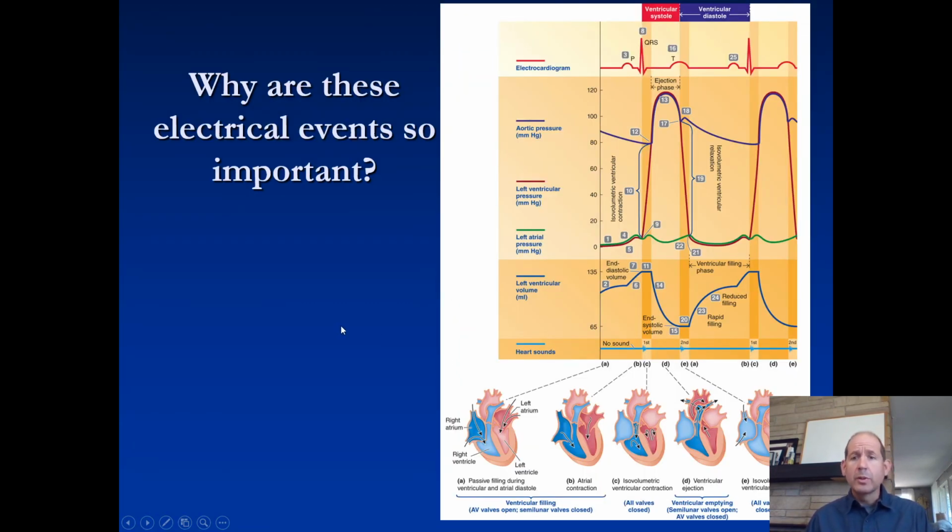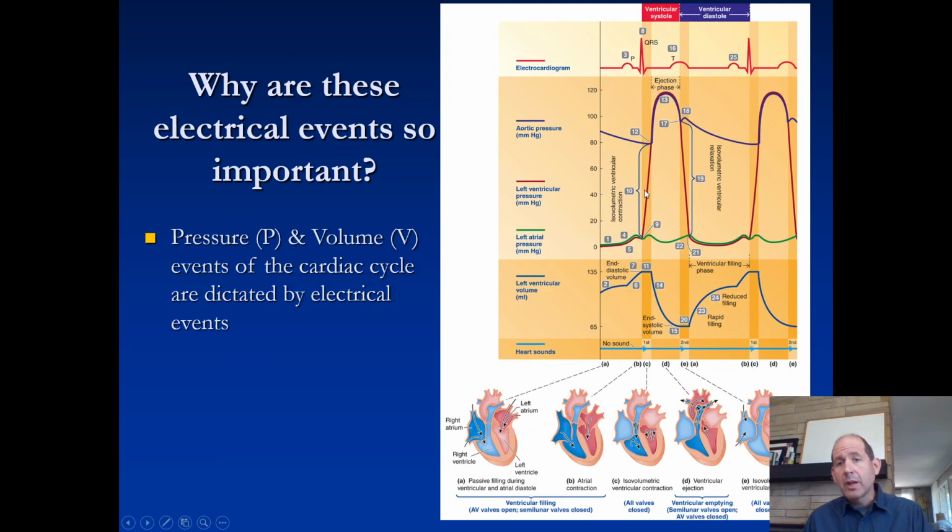So why are these electrical events so important? Well, these electrical events are going to dictate all of the mechanical events of the cardiac cycle. Changes in pressure, changes in volume, which also influence things like heart sounds and flow in the aorta, are all interrelated. And so abnormal electrical activity may influence our ability to generate the enormous amount of pressure that's necessary to overcome aortic or pulmonary artery pressure and to be able to eject blood. We're going to cover this figure, Wigger's diagram, in much greater detail in a little bit.